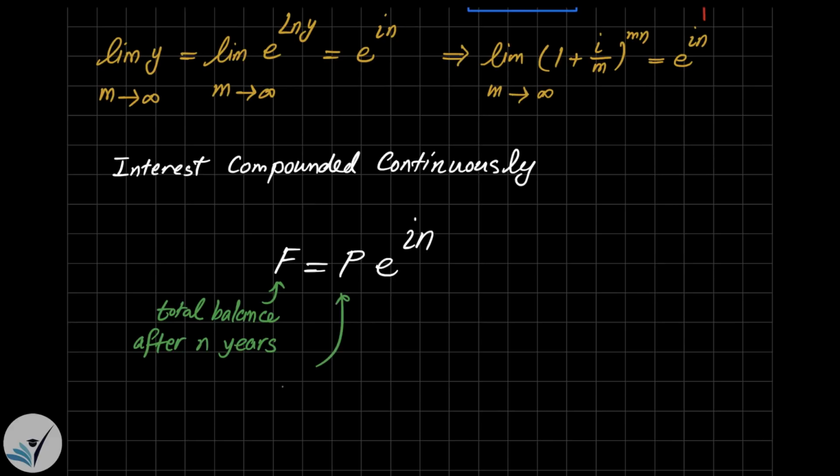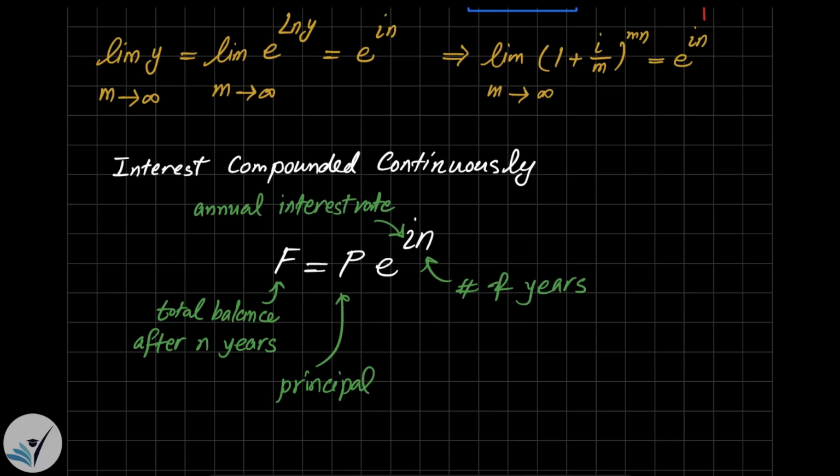P is the principal, the original money invested in the account. n is the number of years. And I is the annual interest rate. To see the differences between different compounding periods, let's see an example.